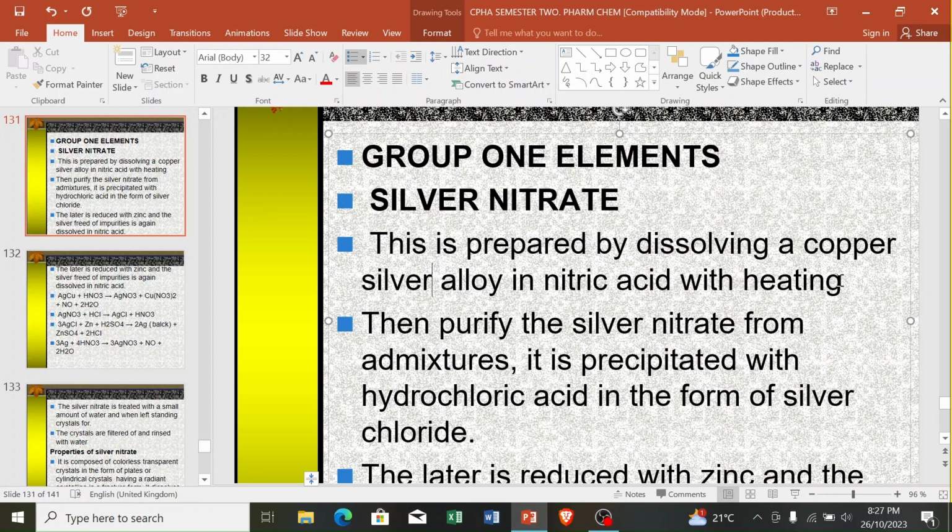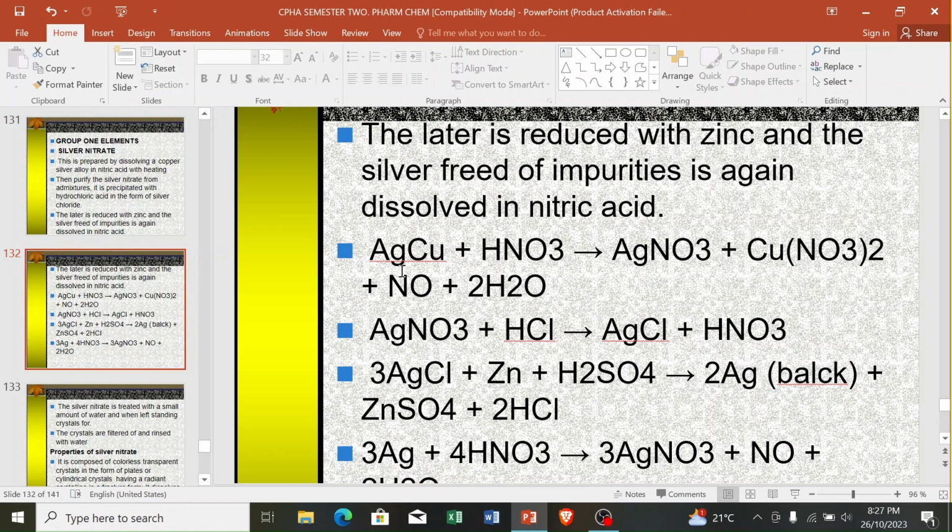In this specific reaction, the silver copper alloy is reacted with nitric acid. In the presence of heat, we are going to see that we form two nitrates, one for each of the two metals in the alloy. One is silver nitrate, and the other is copper 2 nitrate.